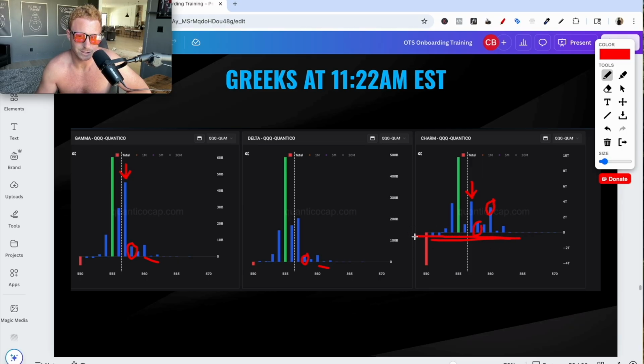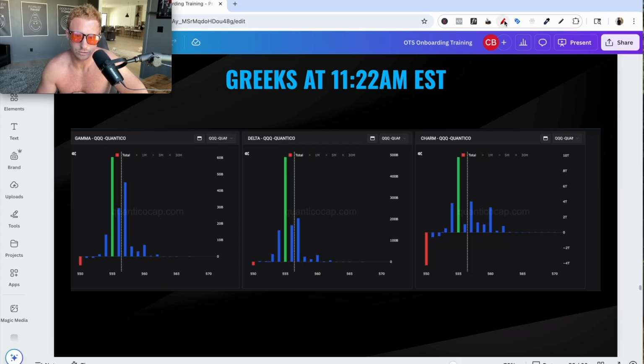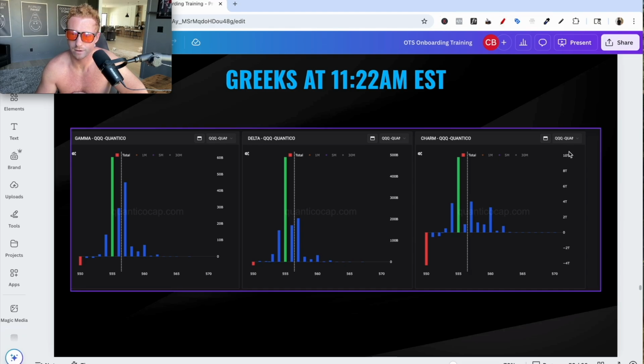You don't really need to check the charm throughout the day as much, mainly the gamma and delta. Okay, so just a quick little mental note for you if you want to write that down. Anyways, with that being said, we can see this is a clear short opportunity at 557, right?